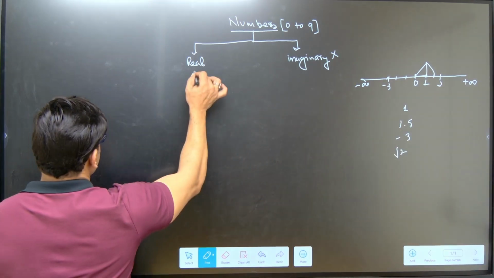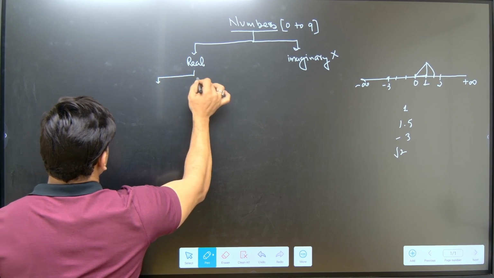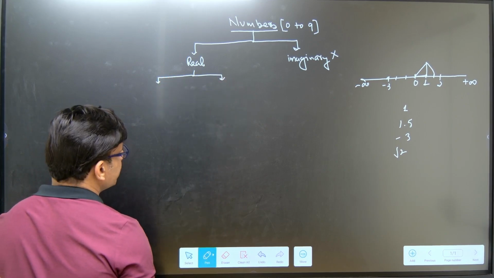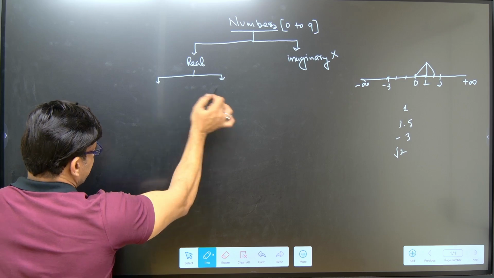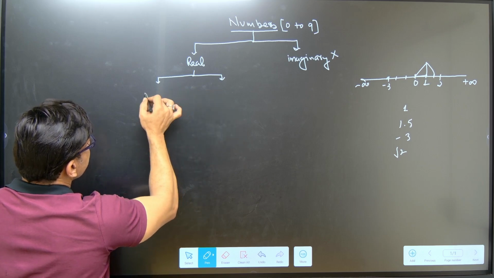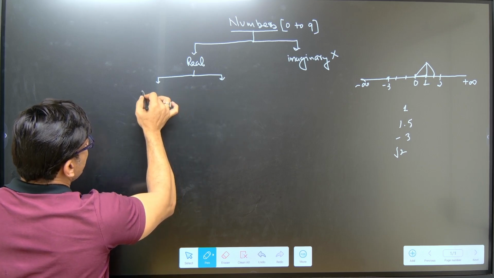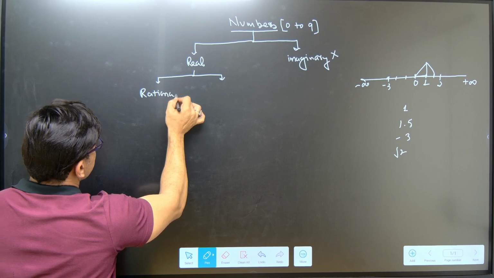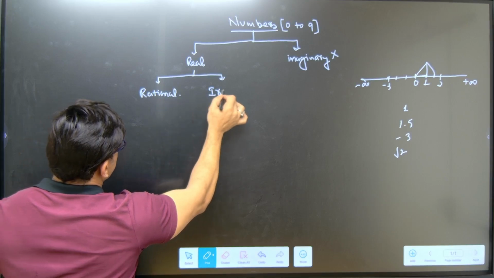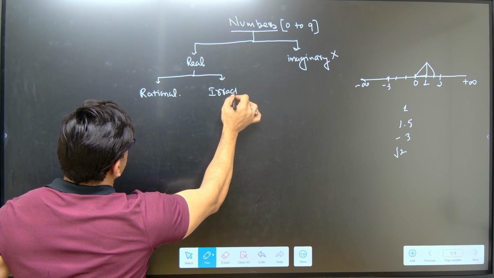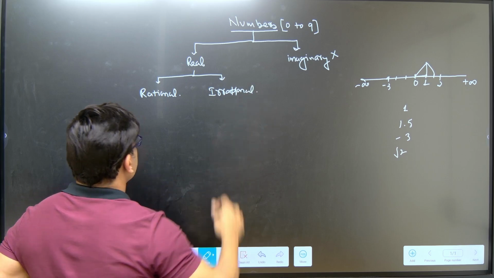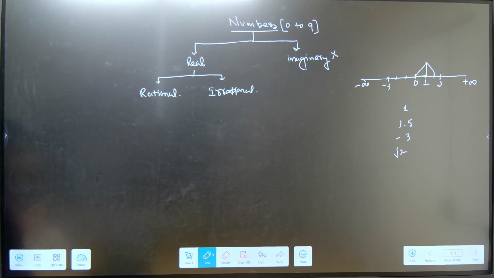Real numbers are further categorized into two types. There are two types of real numbers. First is rational and second is irrational.